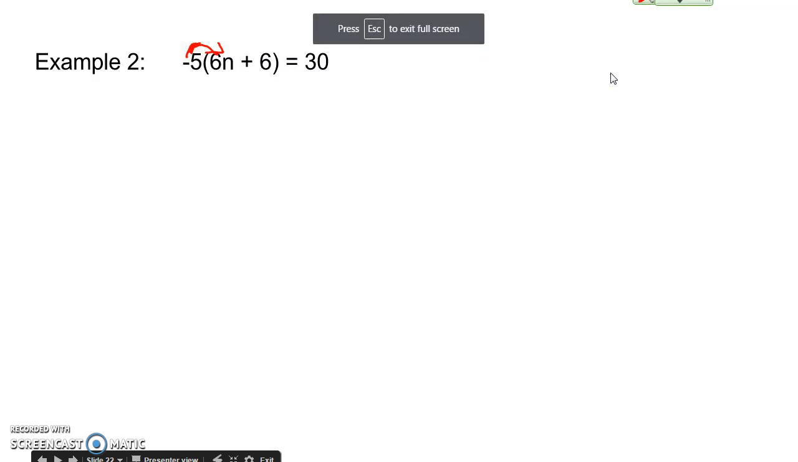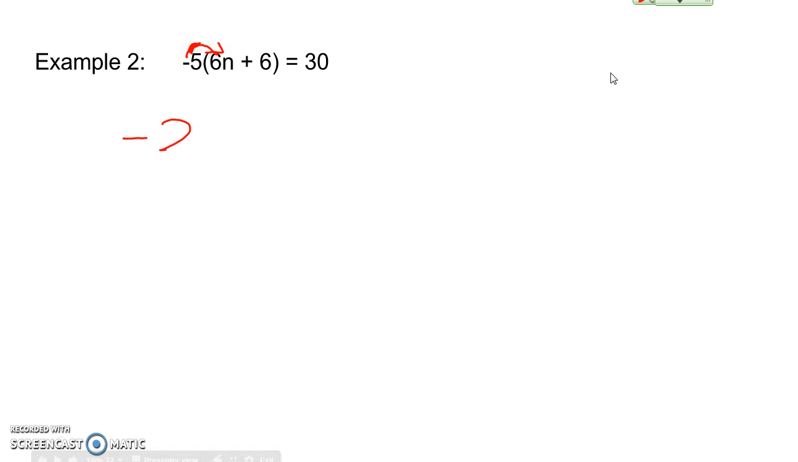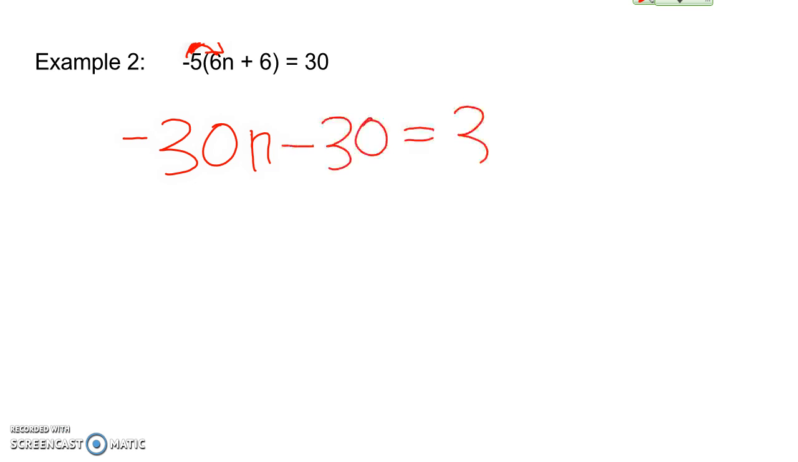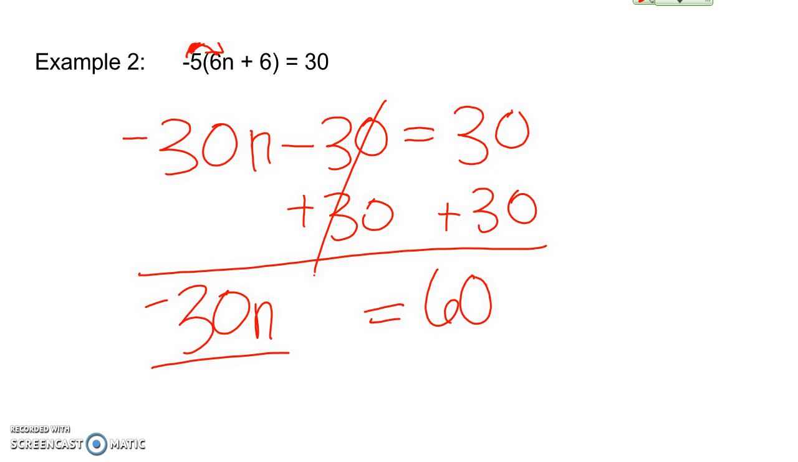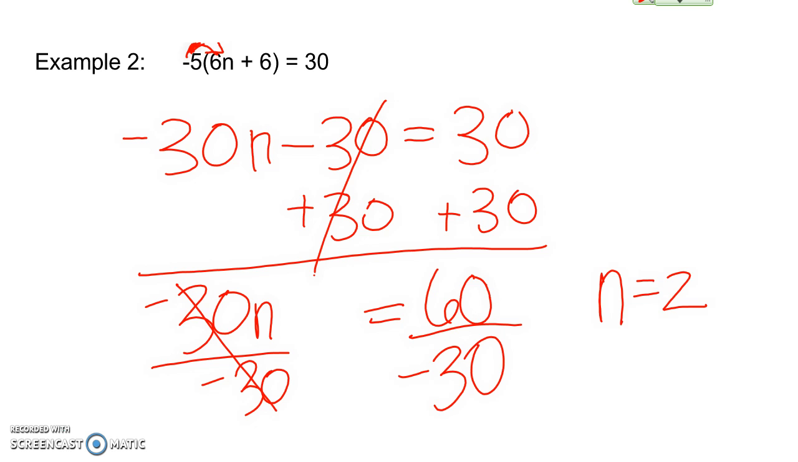Okay, one last time. So we're distributing the -5. We multiply that times 6, and that would be -30. And then we multiply -5 times 6. That would be -30 equals 30. From there, it's a two-step equation, so we add 30 on both sides. Okay, bring down the -30. Cancel 60. Then we would divide by -30. Divide by -30, and those cancel. We get n equals -2. Remember, when the signs are different, the answer is positive.